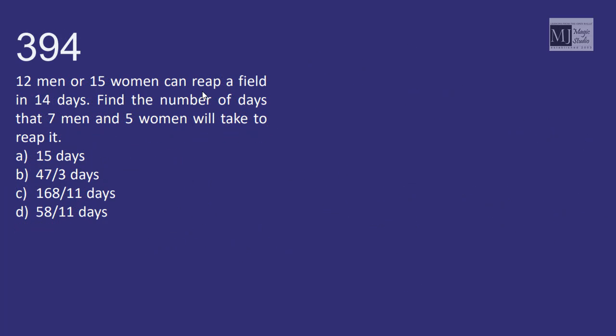12 men or 15 women can reap a field in 14 days. 12 men can complete the work in 14 days. Similarly, 15 women can also complete the work in 14 days. Find the number of days that 7 men and 5 women.